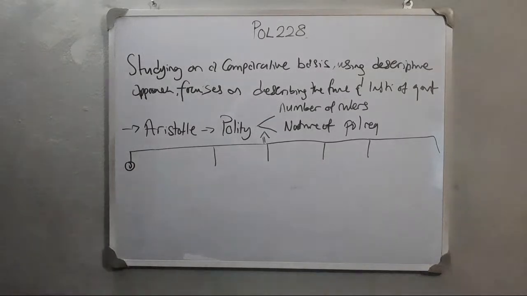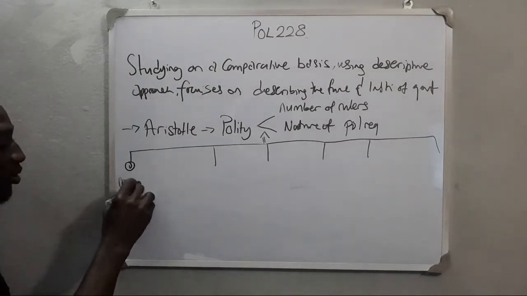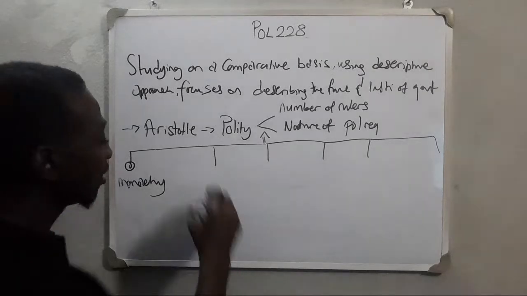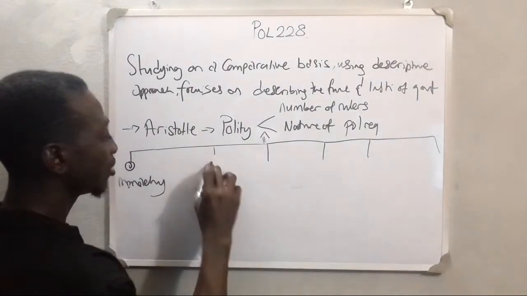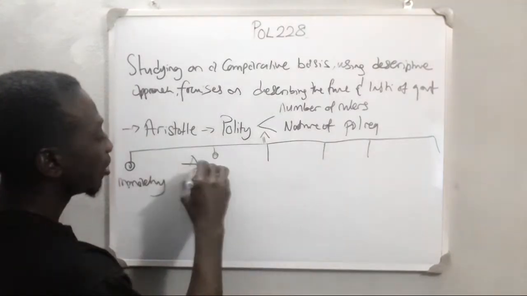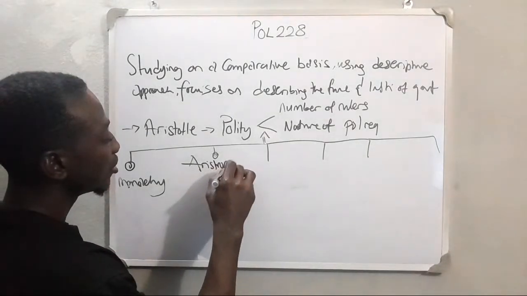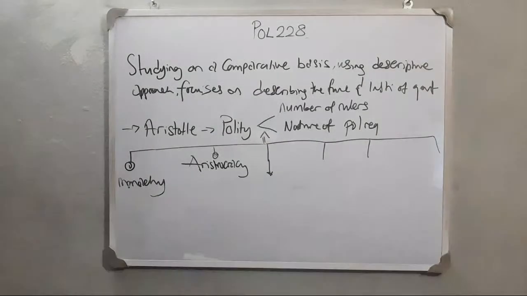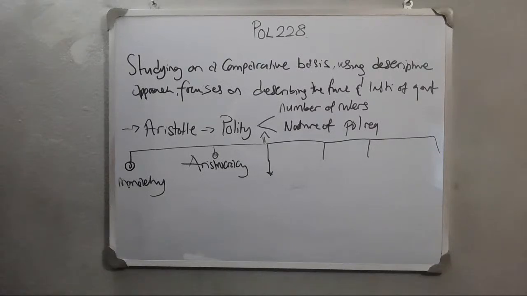Now we have one, what we call monarchy. We also have aristocracy, two. We have three, oligarchy.